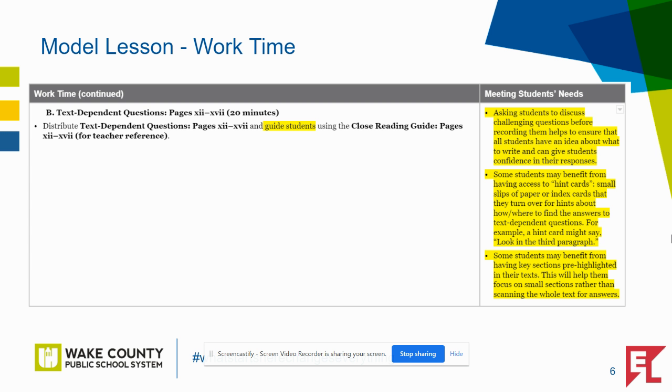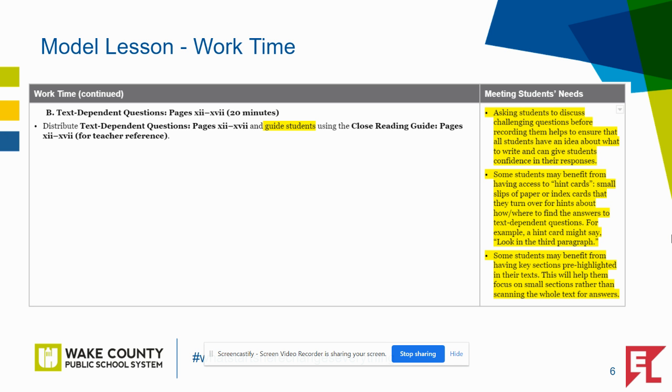As students continue through the work time in the lesson, the teacher is asked to guide students through answering text-dependent questions pertaining to the section of the text they just read. According to EL, asking students to discuss challenging questions before recording them helps to ensure that all students have an idea about what to write and can give students confidence in their responses.